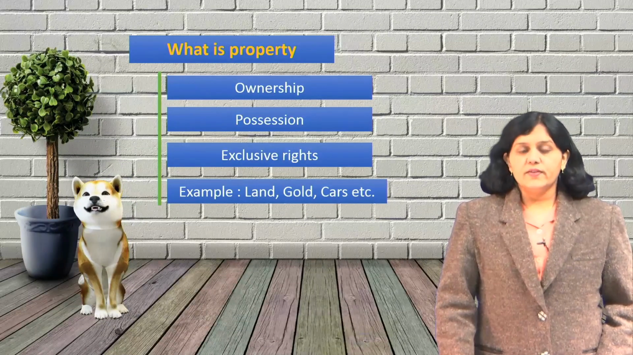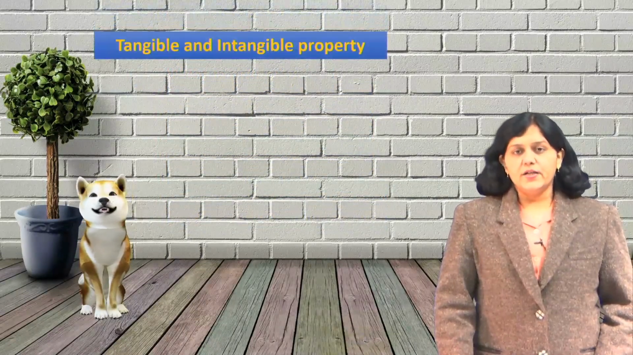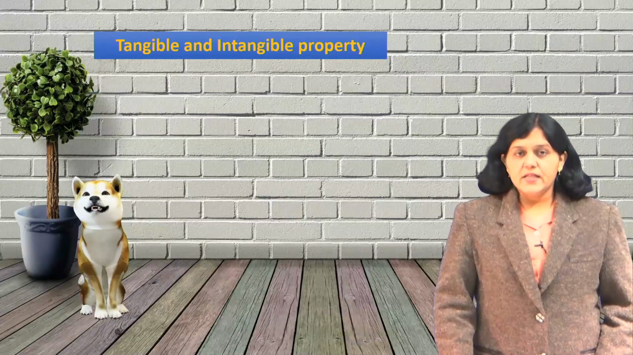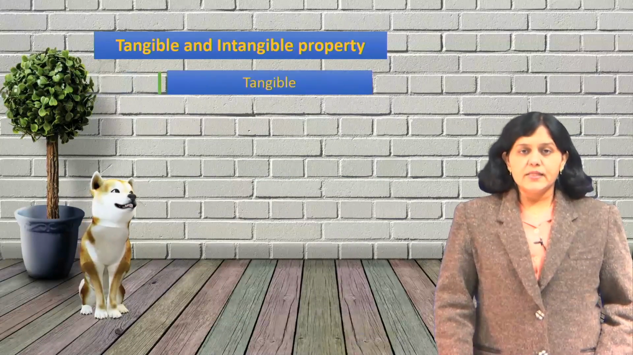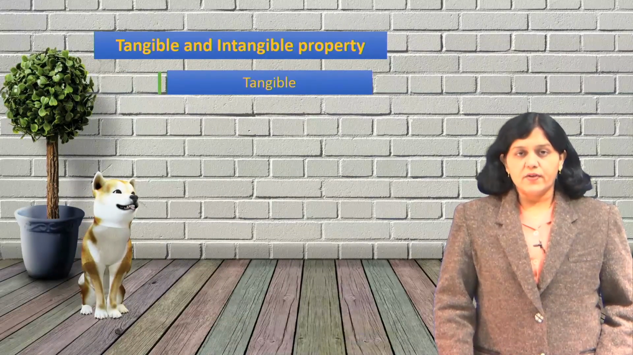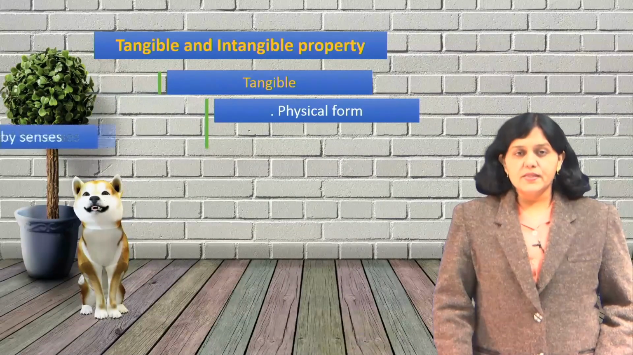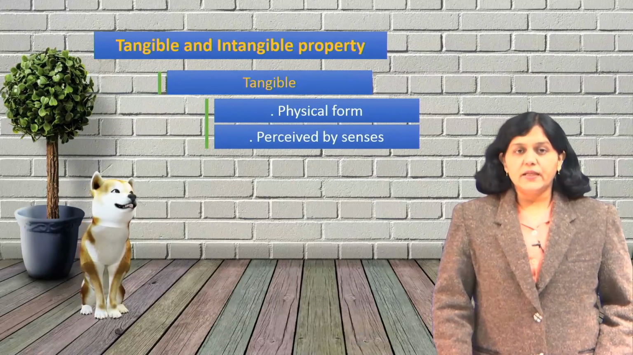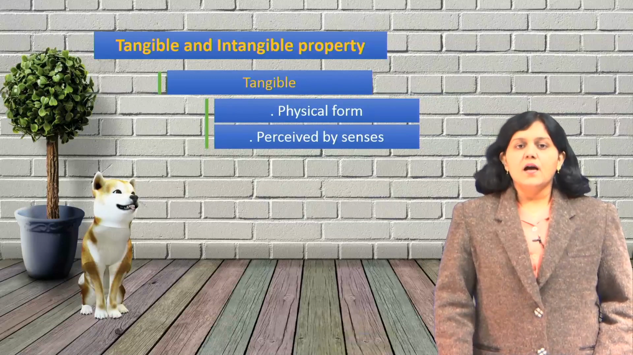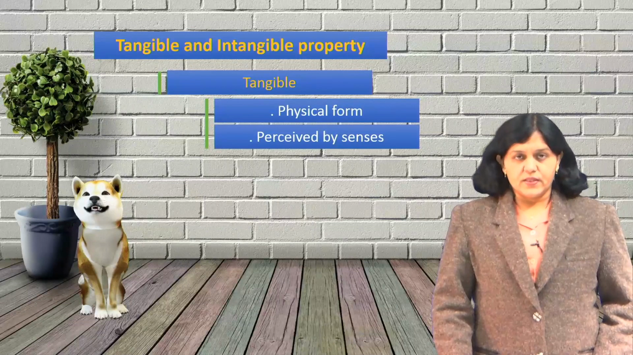Now, going further, do you know if there is any classification of property? Generally, property is divided into two categories, tangible property and intangible property. Tangible properties are those properties which have a certain defined physical form. Such properties can be perceived by a sense, for instance, those which can be touched. For example, a pen has a physical form and can be touched, and it belongs to someone.